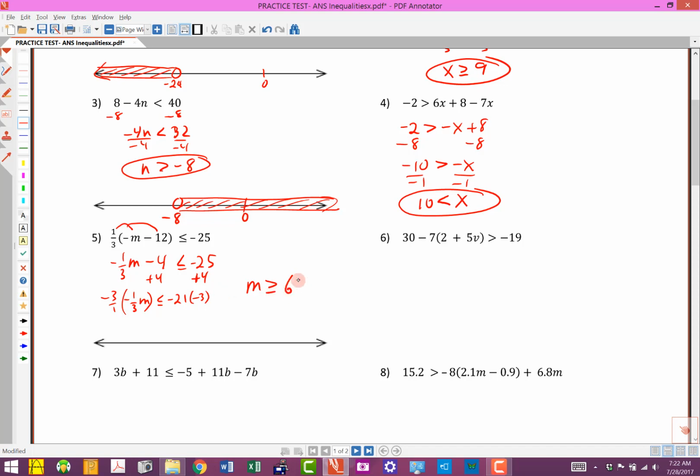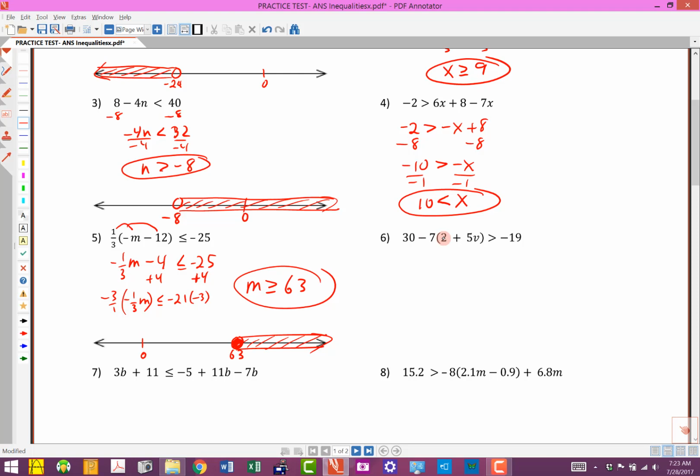Alright, and then this is going to be a 63, so we'll go ahead and circle that. So the answers are greater than or equal to 63, so I'm going to put 0 here, I'm going to put 63 over here, circle it. We are going to fill it in because it can actually equal that, and then the answers are greater than that, so we are going to shade to the right. So there we go.